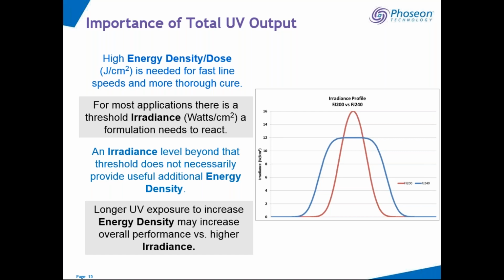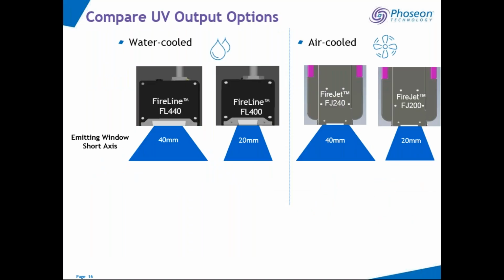One of the interesting things is that as we work with our customers, we're able to see that sometimes you can actually reduce the irradiance, but open up the total amount of exposure to deliver a better curing capability, and that allows you to run a little bit faster, albeit while you're still delivering a higher UV output. So let's dive into that a little bit more.